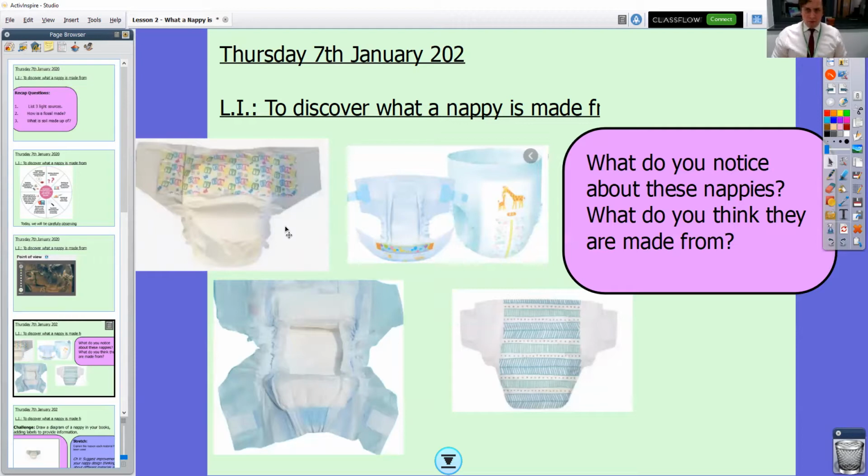What do they have? What colours are they? What sizes are they? What materials do you think they are made from? It's a good idea to pause the video now and jot down a couple of your different ideas. Maybe write a few sentences, starting perhaps with, I think a nappy is made from. You can list a range of materials, and maybe put a couple of different explanations as to why you think they are made from that. Pause the video now, make a few notes, and then press play when you're ready to move on.